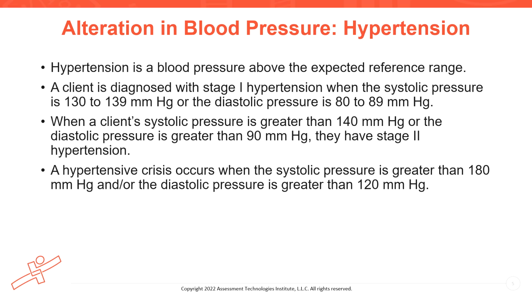So think about if you have vessels that are calcified or that have a lot of plaque in them, your heart has to pump harder out of its left ventricle to get that blood out to where it needs to go. And so we say that's probably going to give them high blood pressure or hypertension. So when we're talking about hypertension, we're talking about blood pressure that is above the reference range.